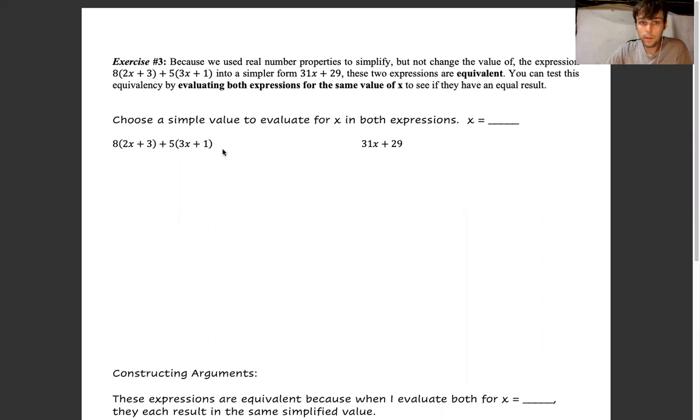So what we're going to do is choose a simple number here. We can choose any number we want, some easy numbers, pick something small, something easy to work with. I'm going to go ahead and use 2. I could pick easier numbers, but I'm going to go with 2. So I'm going to evaluate these for 2, which means everywhere there is an x, I'm going to put a 2.